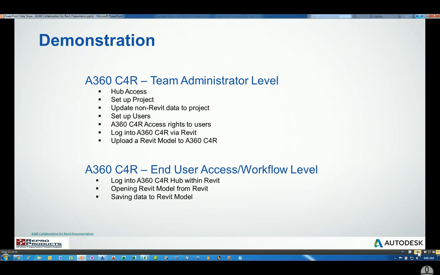The second part of the demonstration we'll get into from the perspective of an end user. You are not the team administrator. You are just part of the team that needs to actually do the Revit authoring. So we'll get into how you log in to the A360 C4R hub, how to open up a Revit model from within Revit, and understanding the difference between opening a regular model versus a central model versus one that's on the actual 360 C4R hub. And then obviously how to save the data and what's going on the back end. And with that, let's jump into Revit.